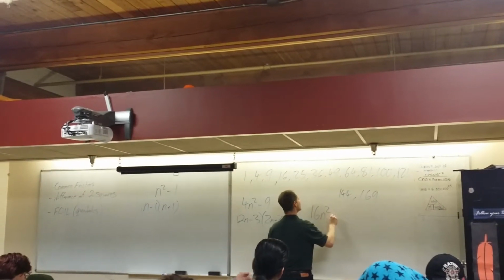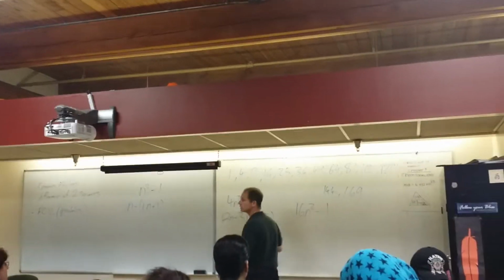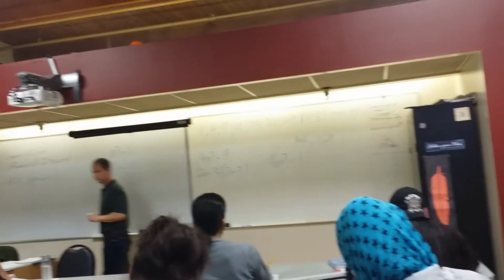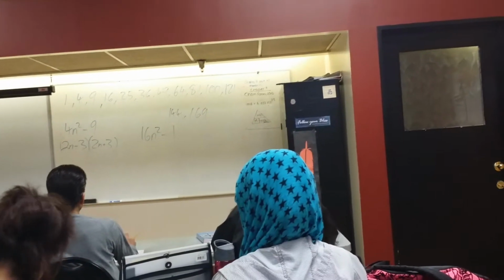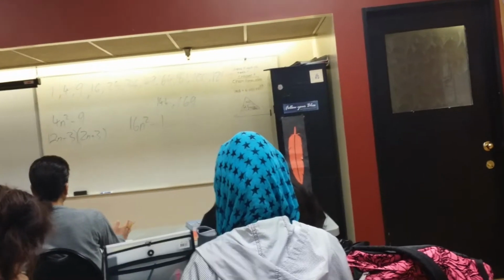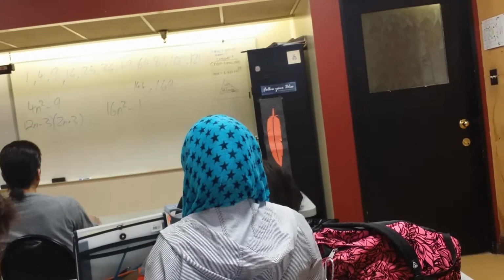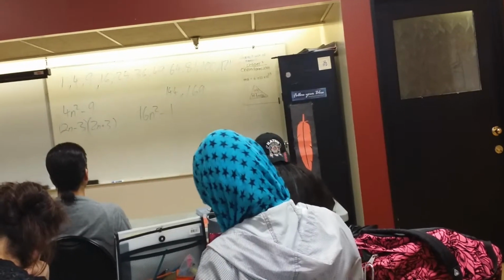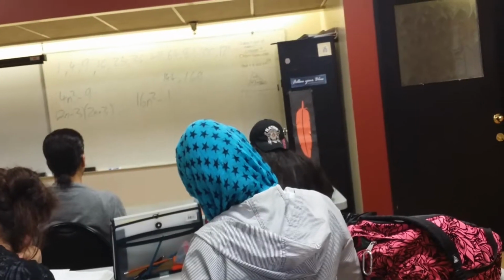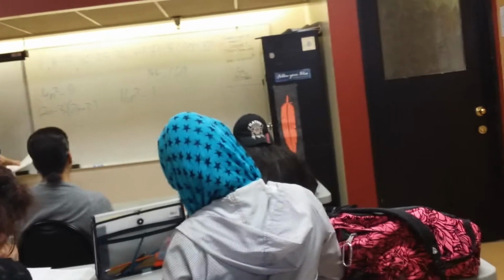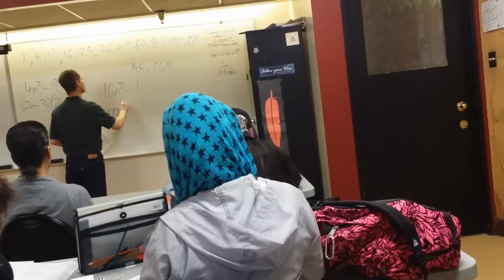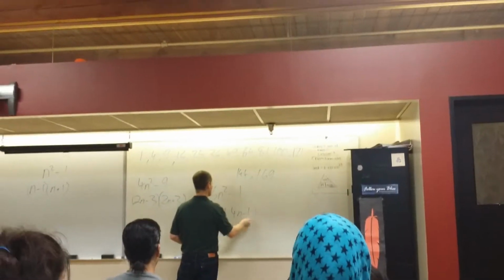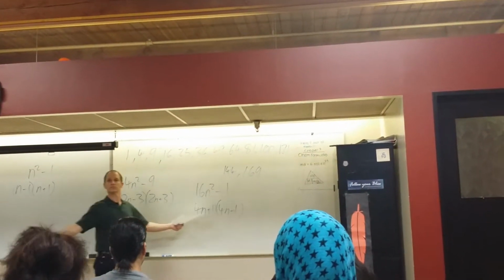16n squared minus 1. Also, the difference of two squares. Certainly, difference of two squares. How does this factor? That'd be 4n, and then 4n plus 1, 4n minus 1. Beautiful. Nice. Excellent.